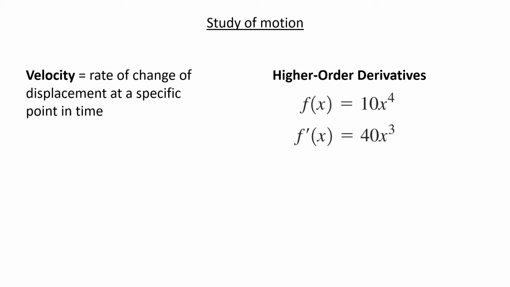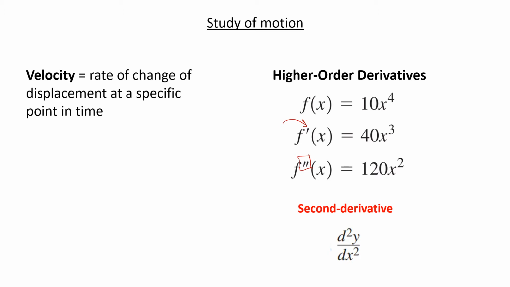We know that if we have a function, let's say in this case 10x to the power of 4, I can take its derivative and represent it by the prime symbol on top of the function right here. However, if I want to take the derivative of this derivative, I can also do that by doubling the prime superscript, like over here, and calling it the second derivative.